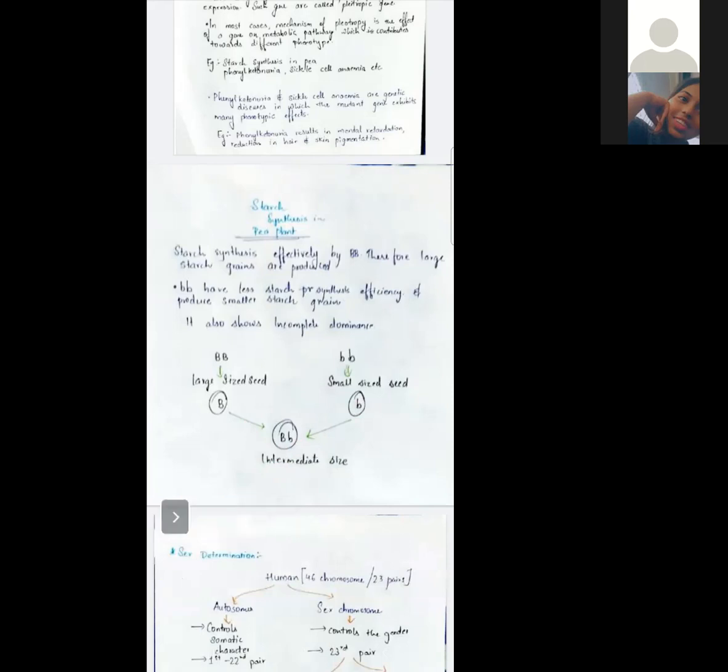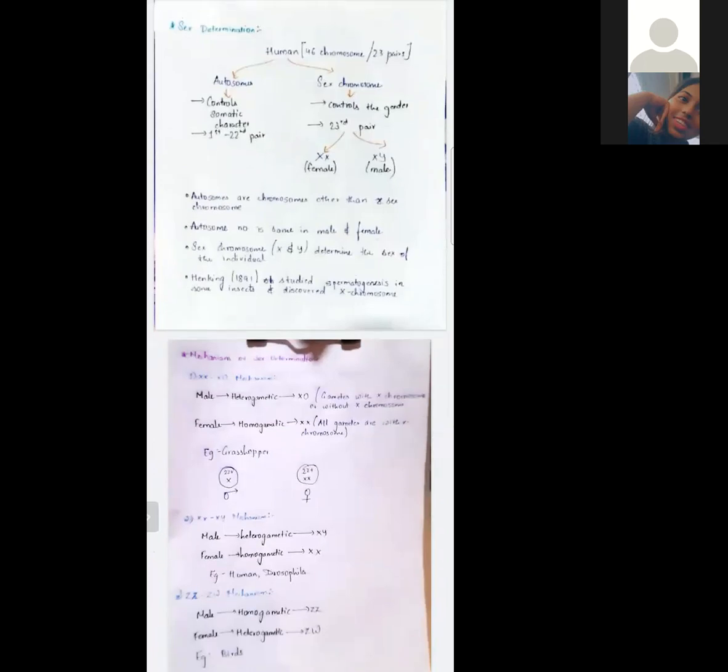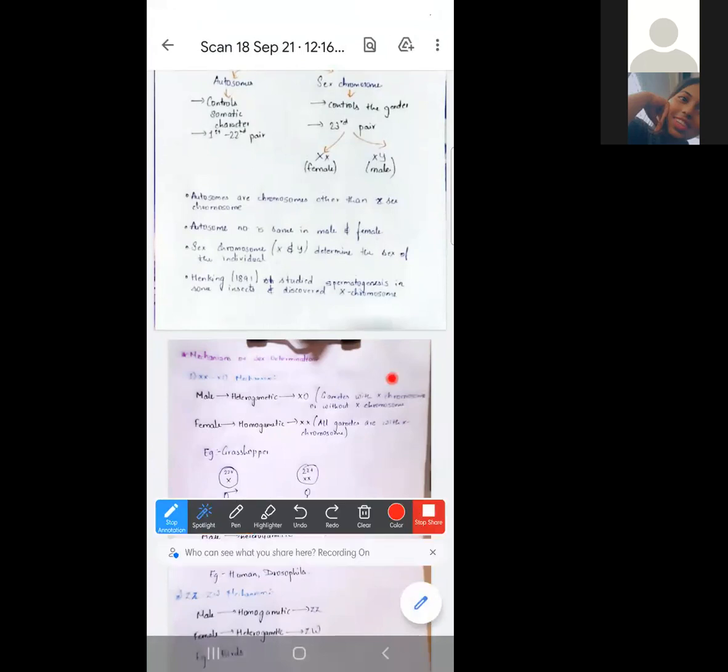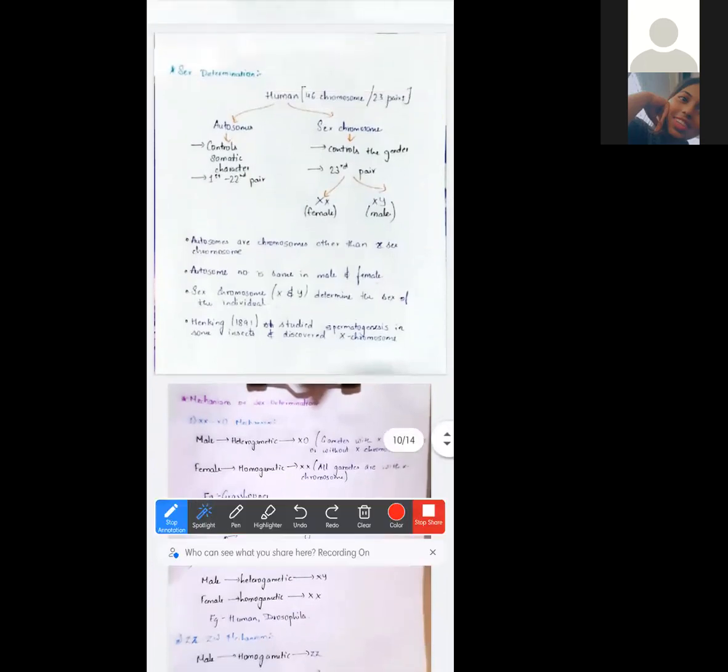Now on moving further, we come to a new topic, that is sex determination. We all know that humans have 46 chromosomes, that is 23 pairs, out of which human chromosomes are divided into autosomes and sex chromosomes. Now, what are autosomes? Autosomes contain somatic characters, that is, they are responsible for our body growth and all. The first 22 pairs are known as autosomes.